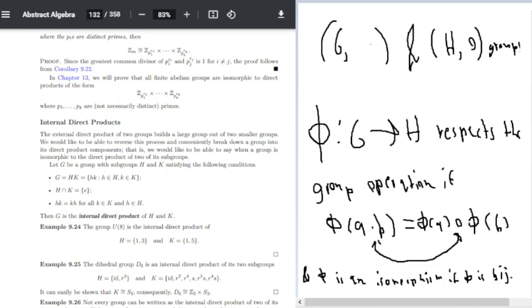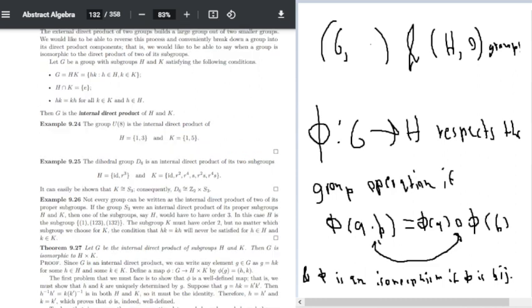Let G be a group with subgroups H and K, satisfying the following conditions. 1. G is equal to HK, which is the set of all hk for h in H and k in K. 2. The intersection of H and K is the trivial group. 3. hk is equal to kh for all k in K and h in H. Then G is the internal direct product of H and K. Example 9.24. The group U8 is the internal direct product of H equals {1, 3} and K equals {1, 5}.